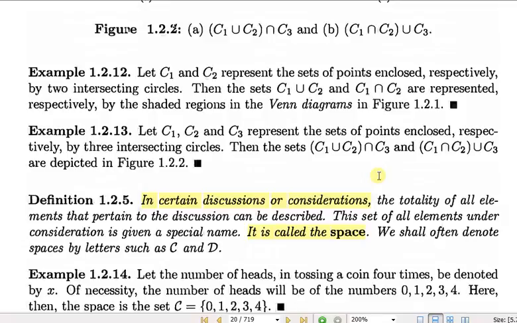Now we go to the definition of space. In certain discussions or considerations, the total of all elements that pertain to the discussion can be described. The set of all elements under consideration is given a special name. It's called the space. We shall often denote the space by letters such as C and D.